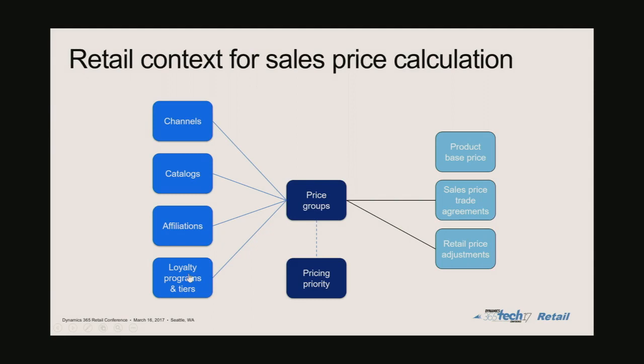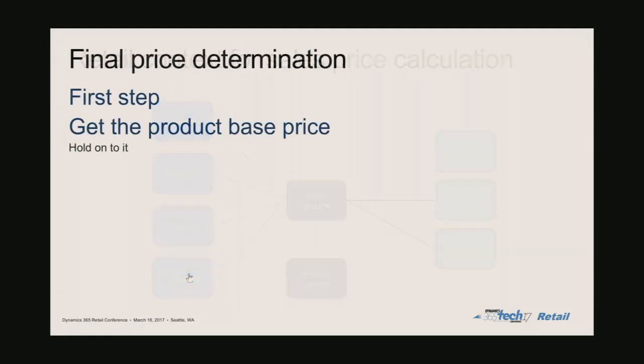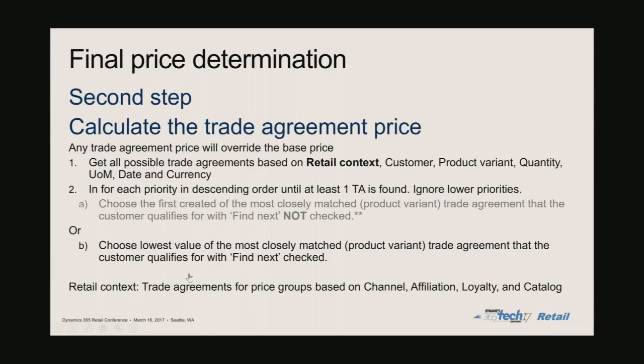This is kind of what I want you to remember. Okay, so we calculate 3 different prices, but there's one price on the line when we're done. So I was going to walk through how we get there. So start off, the price engine gets the property on the product, and it starts from there. It might be 0. It might be a value. So that's easy. The second step is where all the fun happens.